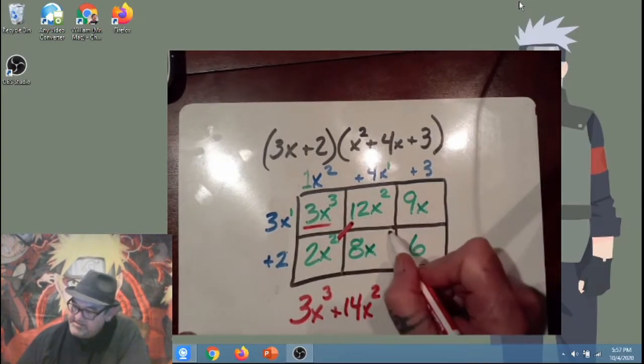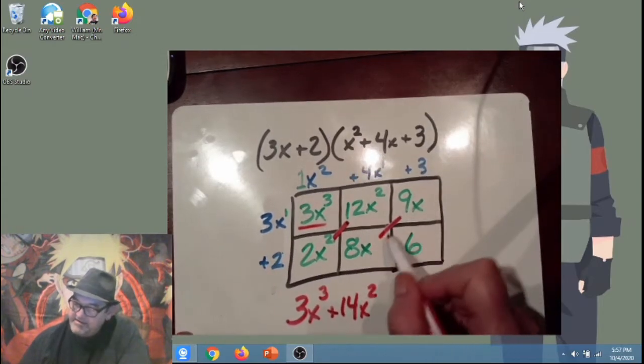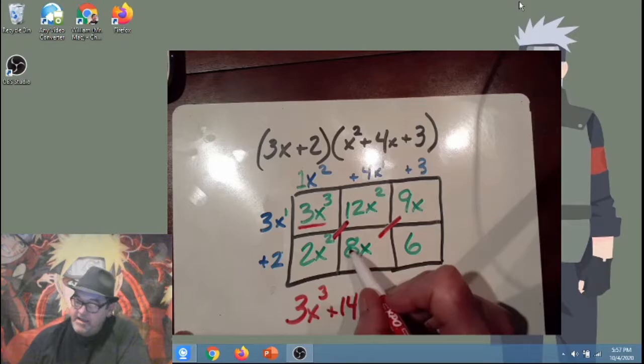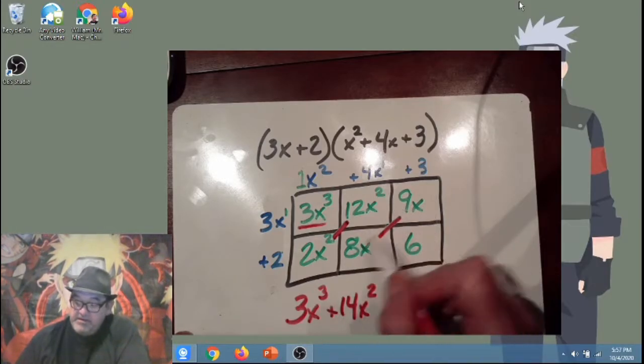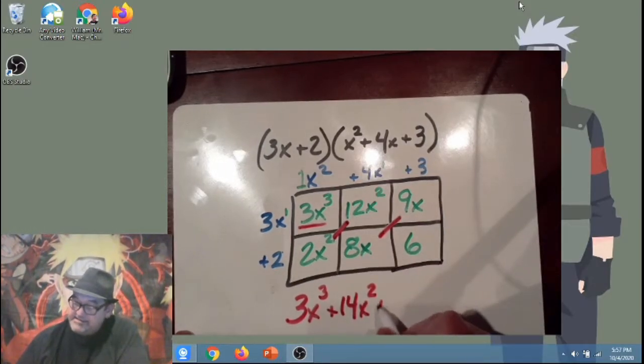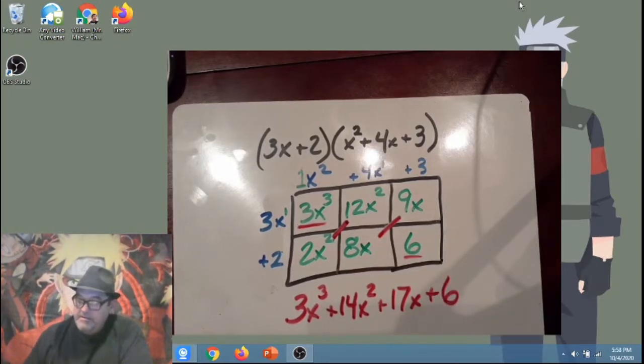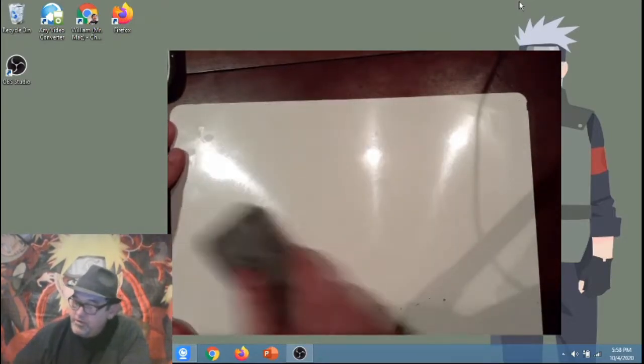Next, x's and x's. Again, these guys connect diagonally, so I can go ahead and combine these 2 like terms. And same thing, we're just adding the big numbers together. So 9 plus 8 is 17, and x just stays x. And then last, just the regular numbers. There's nothing to combine it with, so that stays plus 6. And that would be my final answer. All right? Let me show you one more.